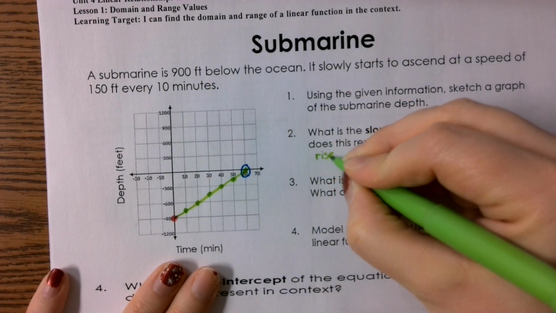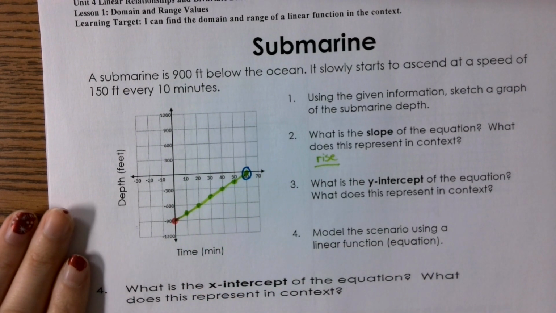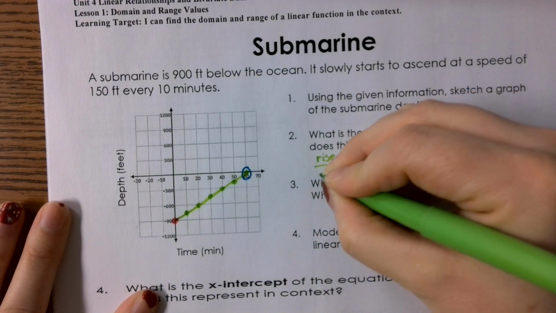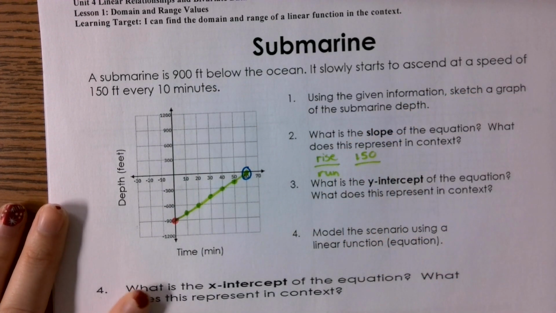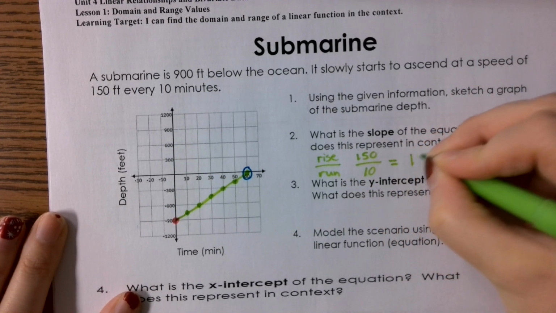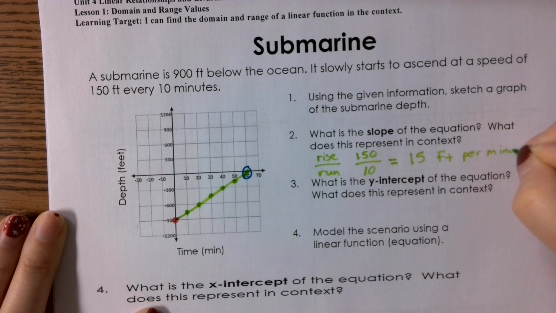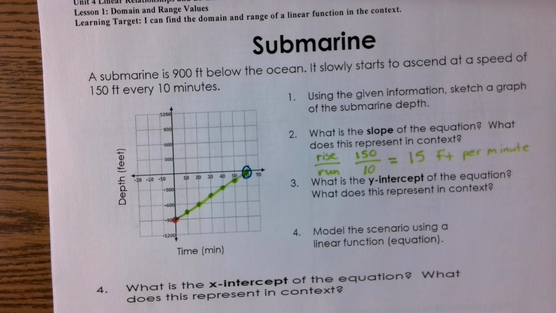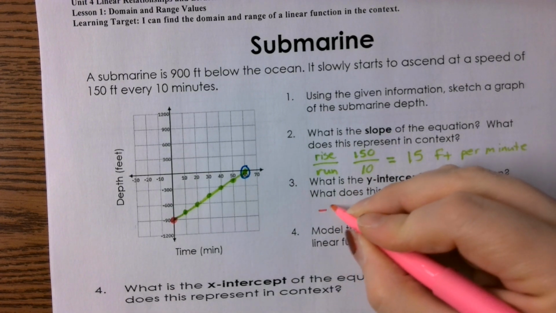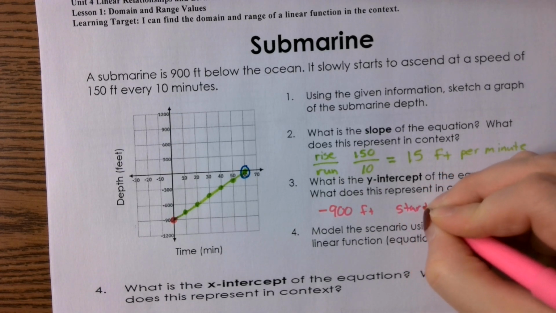So how much are we rising? How much are we increasing by each interval? 150. And then how much are we running by for each interval? 10. And so when we simplify that, 150 over 10 comes out to 15. So that represents 15 feet per minute. It's 15 feet per minute. Now, the y-intercept, what is the y-intercept? Negative 900. And that is the negative 900 feet as the starting depth.